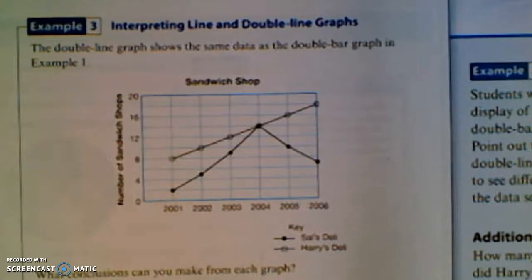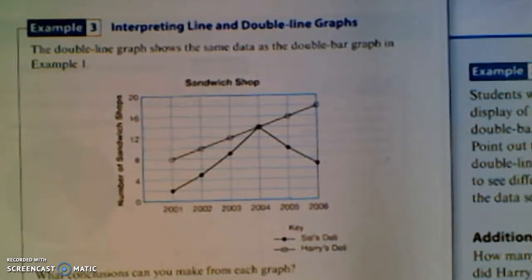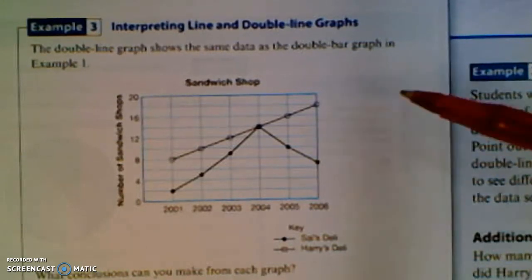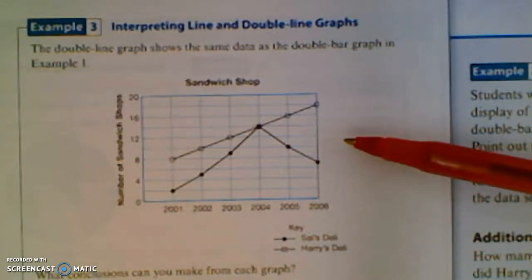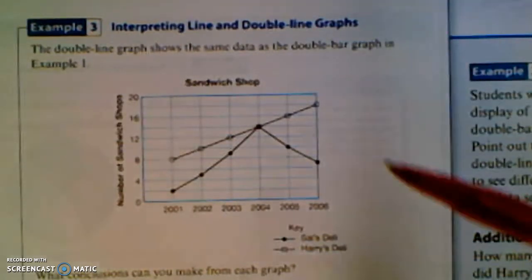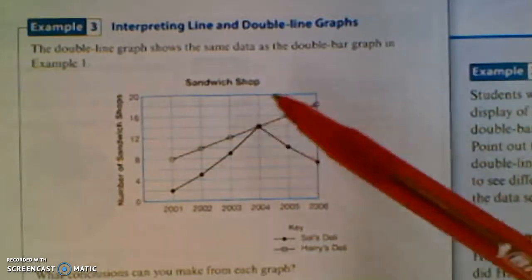The third type of graph we'll look at is a double line graph. So what line graphs allow for is it makes it easy to notice the trends in a set of data over time. And we kind of could see that in the double bar graph as well. This is the same data as we saw in the double bar graph, but I think this highlights it a little better.